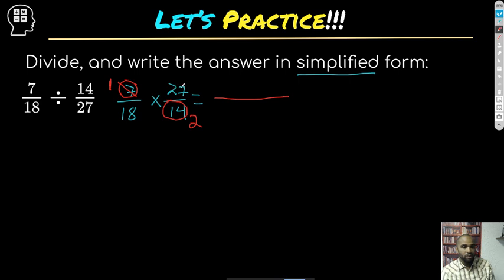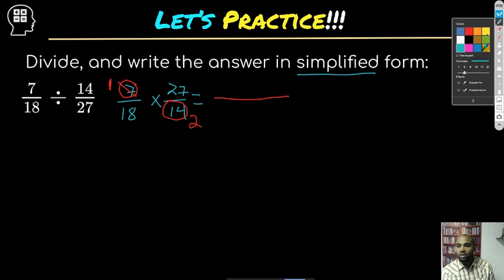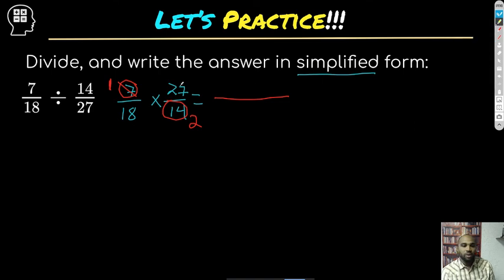So 27 divided by 3 gives me a 9. Divide this by 3, that's a 6. So now I end up with 1 times 9, which is 9, and 6 times 2, which is 12. See, I'm already starting with much smaller numbers. But obviously, I still got some work to do, because this is not as simple as it can get.